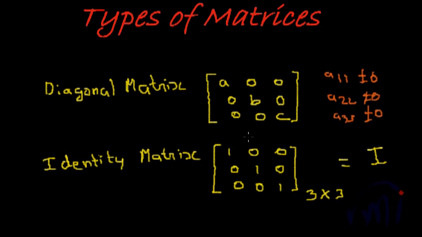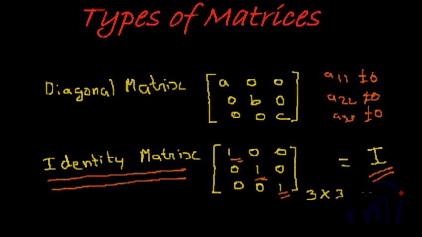A special case of a diagonal matrix is an identity matrix. This is a diagonal matrix, which means only the diagonal elements are non-zero and everything else is 0, but the diagonal elements themselves are equal to 1. Such a matrix is called an identity matrix, and identity matrices are typically denoted by the capital letter I. Capital letter I is generally reserved for the identity matrix, so avoid using it when you're solving problems to denote any given matrix, because I is a special letter reserved for the identity matrix.